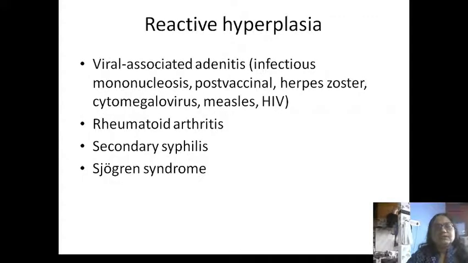Now, what are the causes of reactive hyperplasia? Like virus associated adenitis, like infectious mononucleosis, post-vaccination enlargement of lymph nodes, herpes zoster infection, cytomegalovirus, measles, HIV, rheumatoid arthritis, and so on. There are various reasons when we may get such non-neoplastic enlargement of lymph nodes.